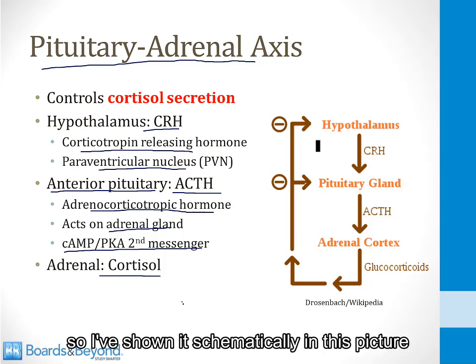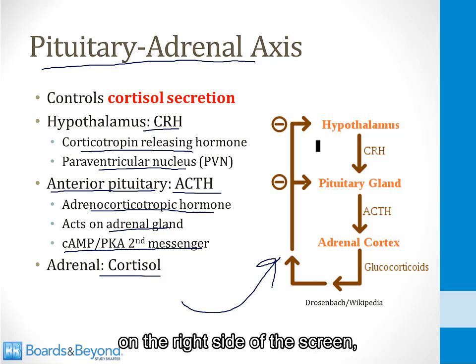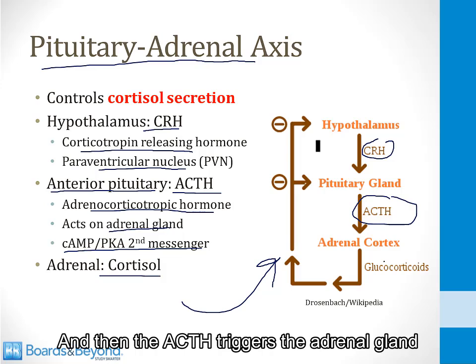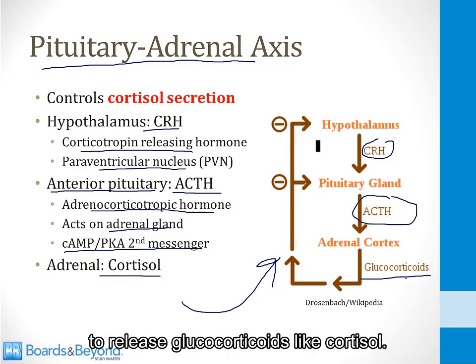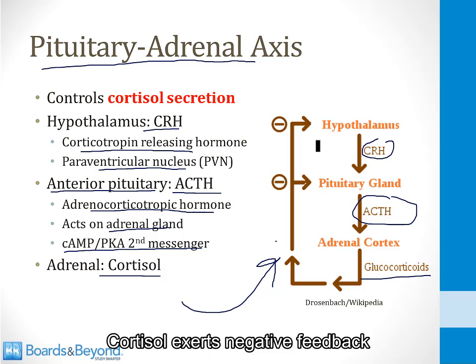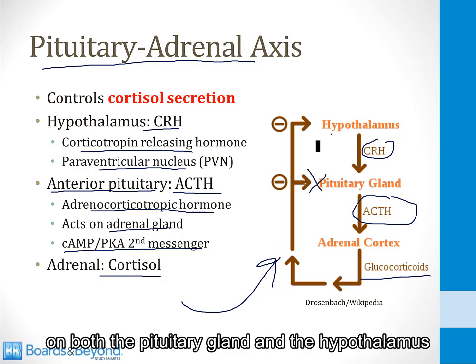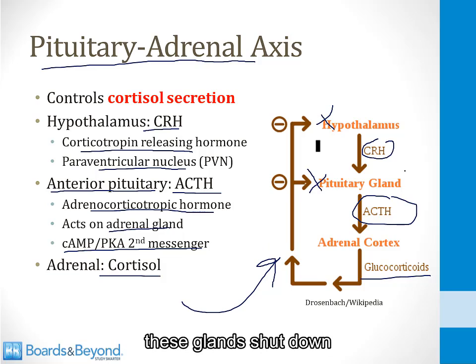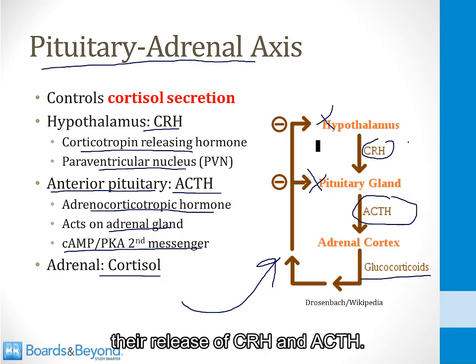That's a lot to remember, so I've shown it schematically in this picture on the right side of the screen. The hypothalamus releases CRH, which triggers the pituitary gland to release ACTH, and then the ACTH triggers the adrenal gland to release glucocorticoids like cortisol. Cortisol exerts negative feedback on both the pituitary gland and the hypothalamus, so that when the level of cortisol gets high, these glands shut down their release of CRH and ACTH.